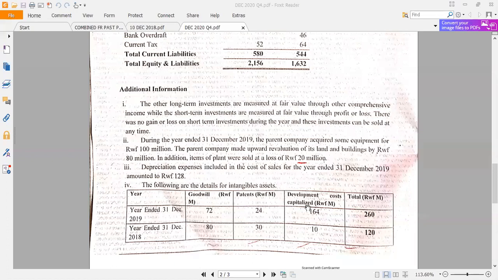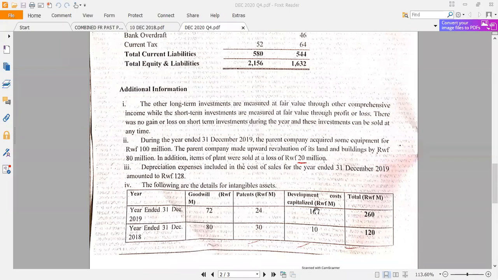Now, IAS 38, which we are yet to cover, IAS 38 intangible assets classifies intangible assets into three groups. There is goodwill, there is research and development, and there are other intangible assets. So IAS 38 classifies intangible assets into three: goodwill, number one; number two, research and development; and number three, other intangible assets. So goodwill is a classification of intangible assets. Patents fall under the category other intangible assets. Development costs fall under the category research and development.